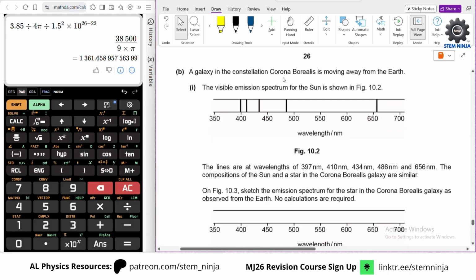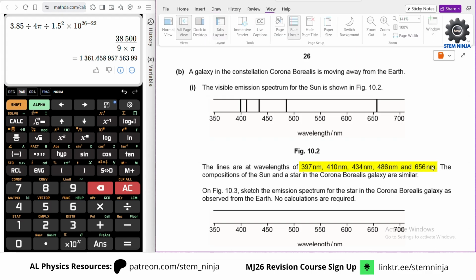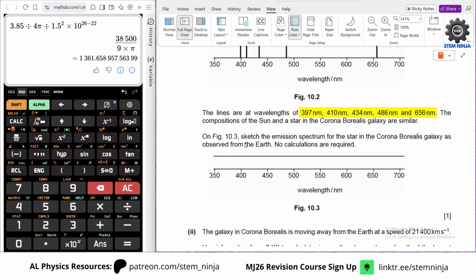The galaxy in constellation Corona Borealis is moving away from Earth. The visible emission spectrum for the Sun is shown in figure 10.2. The lines are at wavelengths 397, 410, 434, 486, and 656 nanometers. The compositions of the Sun and a star in Corona Borealis galaxy are similar. On figure 10.3, sketch the emission spectrum for the star in Corona Borealis galaxy as observed from the Earth.